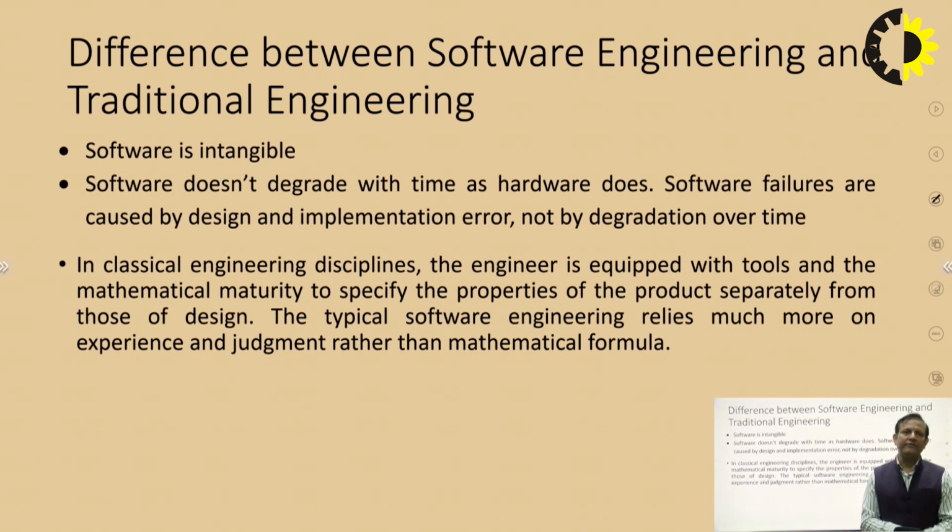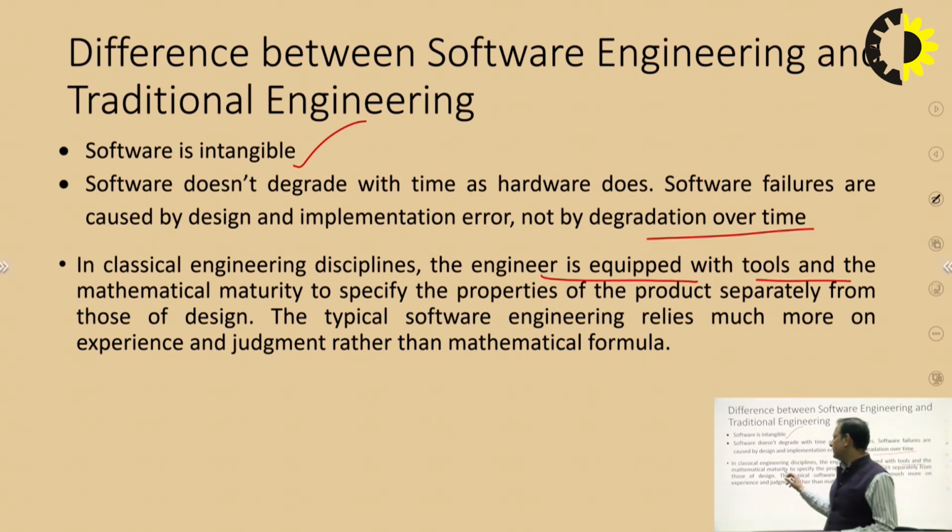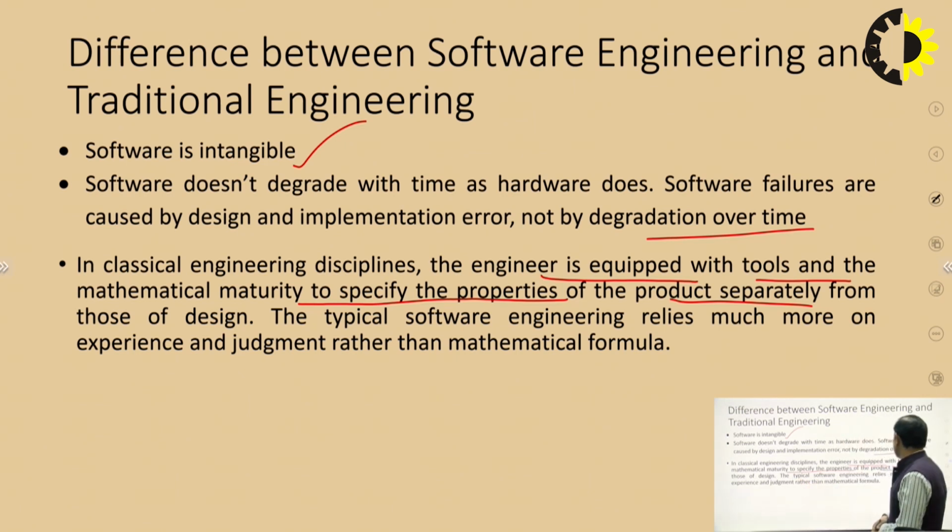Now we discuss the difference between software engineering and traditional engineering. Software is intangible. It does not degrade with time as hardware does. Failures are caused by design and implementation errors, not by degradation over time. While in classical engineering disciplines, the engineer is equipped with tools and the mathematical maturity to specify the properties of the product separately from those of design, typical software engineering relies much more on experience and judgment rather than mathematical formulas.